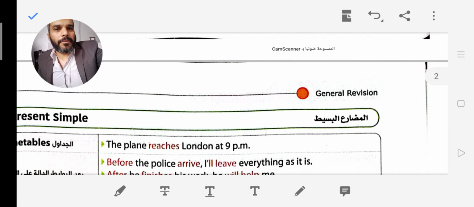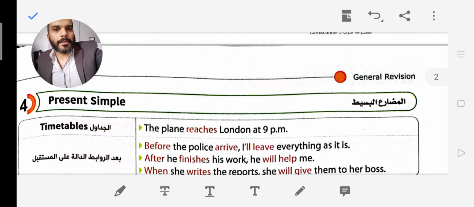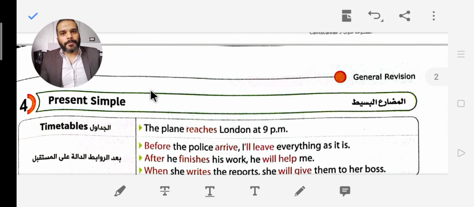Okay, let's move to another example. Another way to express future. We use present simple tense to express timetables, scheduled tables. For example, time of planes, trains, factories, school, etc. Okay, fixed timetables. The plane reaches London at 9. Don't say the plane will reach. No. The plane reaches London at 9.